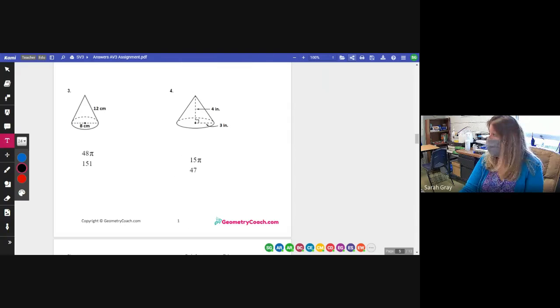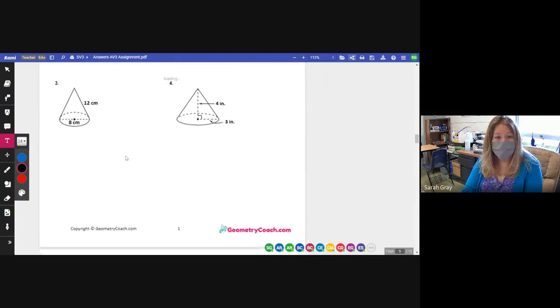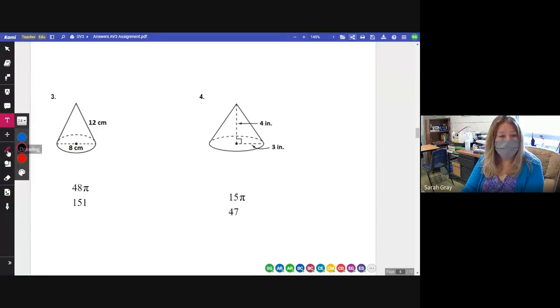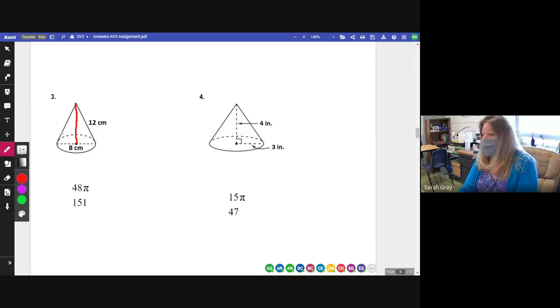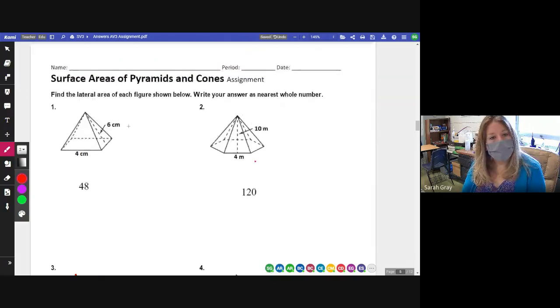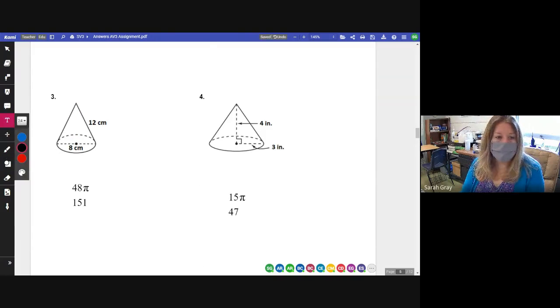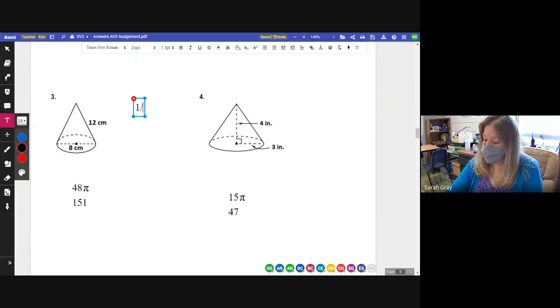3. This one with the 8 and the 12? Yeah. Okay. All right, so to do this one, you needed to drop the height because we need the height to find. Do we need the height to find surface area? No, because the formula is 1/2 times perimeter times slant height.